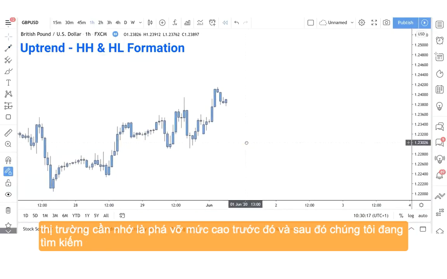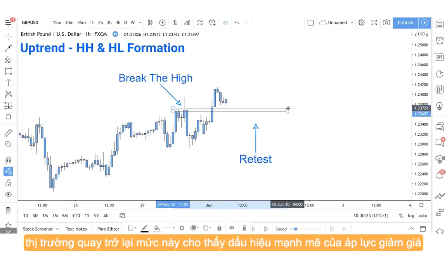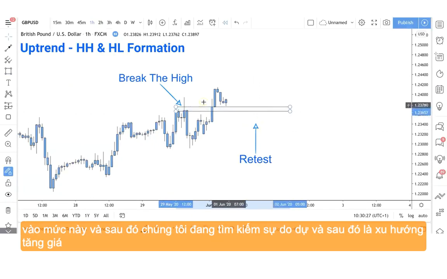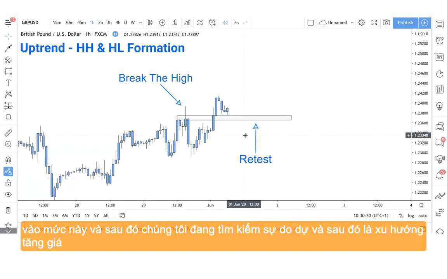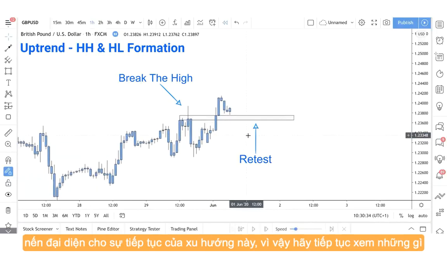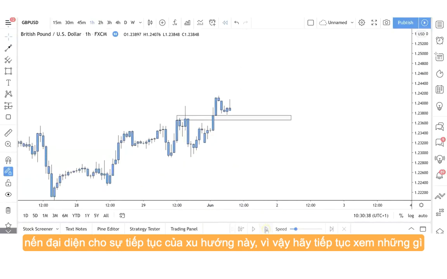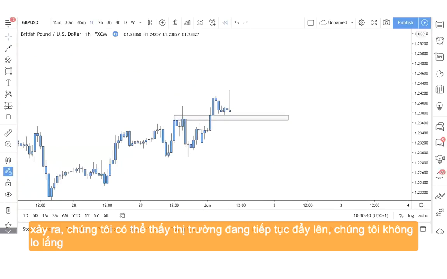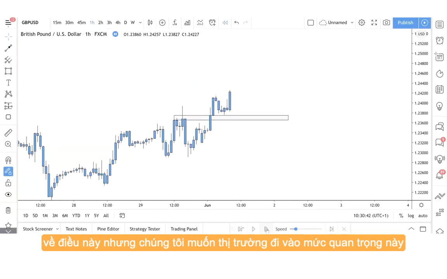Now what we're looking for the market to do, remember, is break the previous high, and then we're looking for the market to come back to this level to show strong signs of bearish pressure into this level, and then we're looking for the indecision and then the bullish candle to represent a continuation of this trend. So let's continue to see what happens. We can see the market is continuing to push up. We're not worried about this just yet.